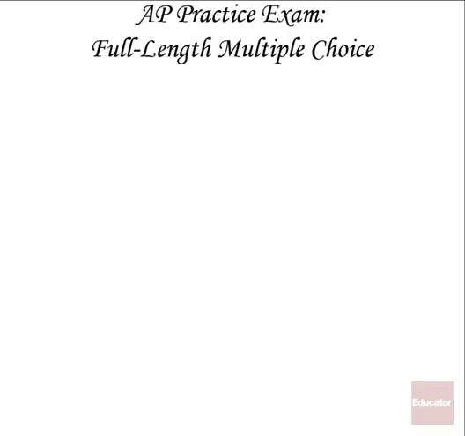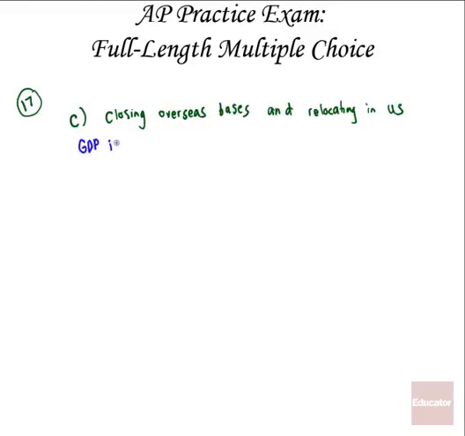Okay, question number 17. Which of the following means of reducing military spending is going to do the most for gross domestic product? And the answer here is C, closing overseas bases and relocating in the U.S.